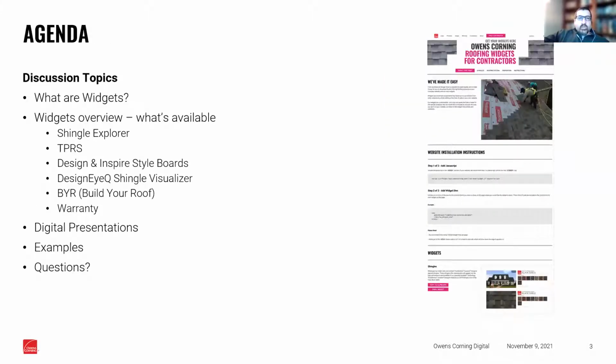So a quick overview of our agenda today. I'm going to go over what our widgets are, an overview of what we have available. We have 6 different widgets available, and I'll step through each one. I'll cover how they can be used as part of a digital presentation when selling in the home or remotely, show you some quick examples of contractors that have them in use, and then at the end, I'll field any questions that might come in.